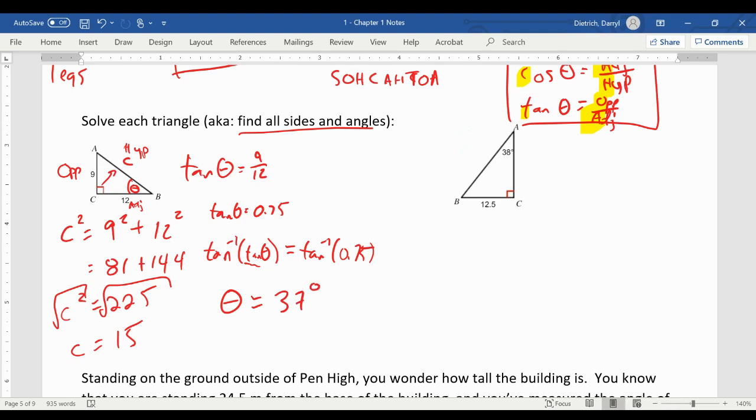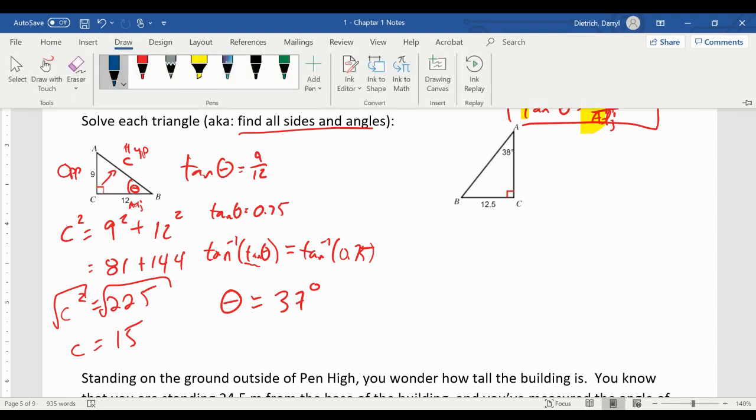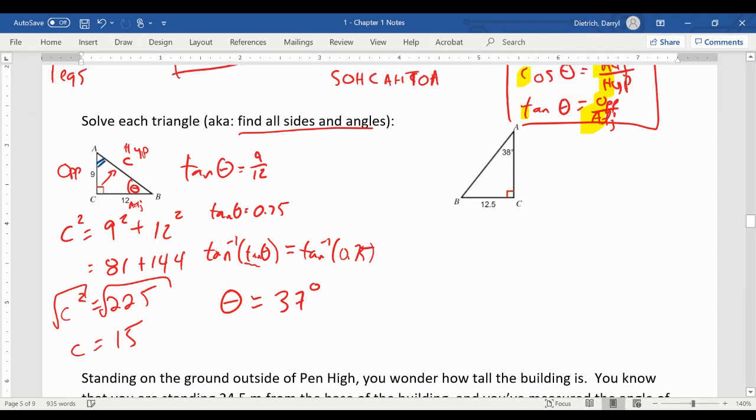Okay, and our last angle, our angle up in the top here, this would be our angle in blue. Let's call that beta. We can find it by knowing that angles in a triangle add up to 180. So if we do 180 minus the 90-degree angle that's there, minus the 37 degrees that we just found, we should get an angle of 53 degrees for that other angle.